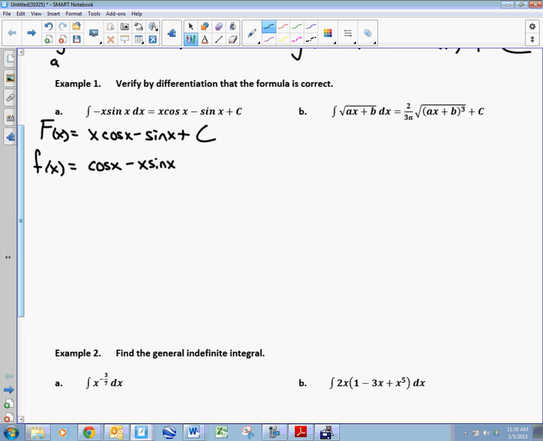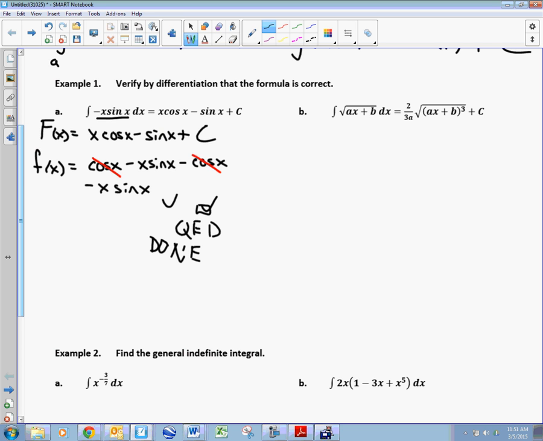What's the derivative of sine of x? Cosine, so minus cosine of x. What's the derivative of a constant? 0. Yes, cosines cancel. So we are left with negative x sine of x, and that's what we have right there. So therefore, this is done correctly. Okay? Sure. Check mark, box, QED, done.